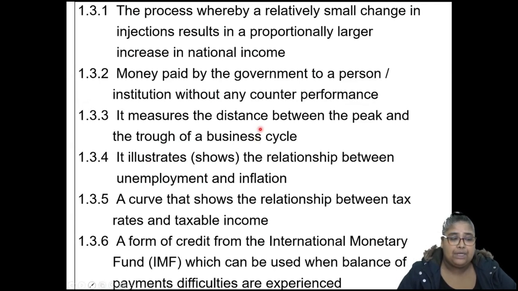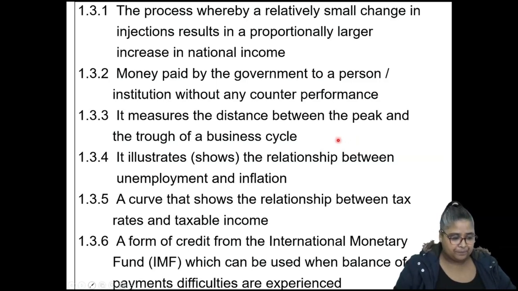Question 1.3.3, it measures the distance between the peak and the trough of a business cycle. So you have your business cycle. We know we have our expansionary phases and our contractionary phases. Between one peak and the next peak, how does one measure the distance on that business cycle? This we call the amplitude. So the answer for 1.3.3 is amplitude.